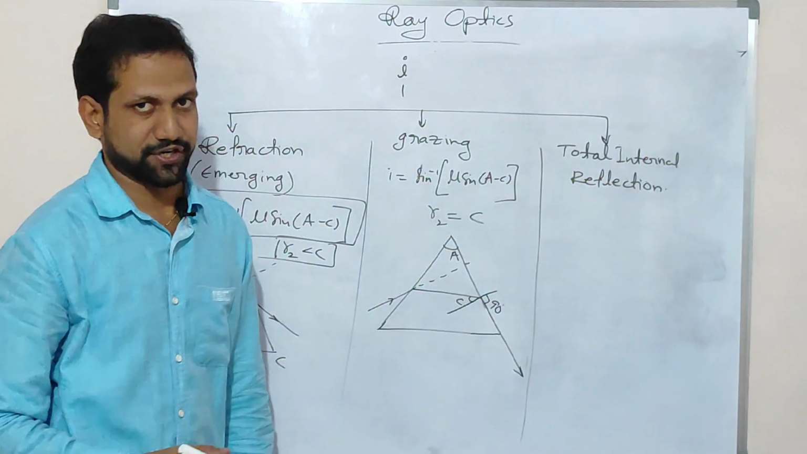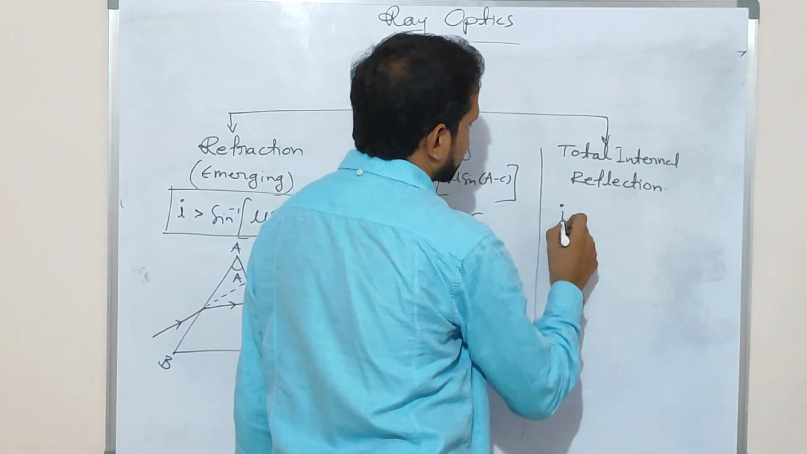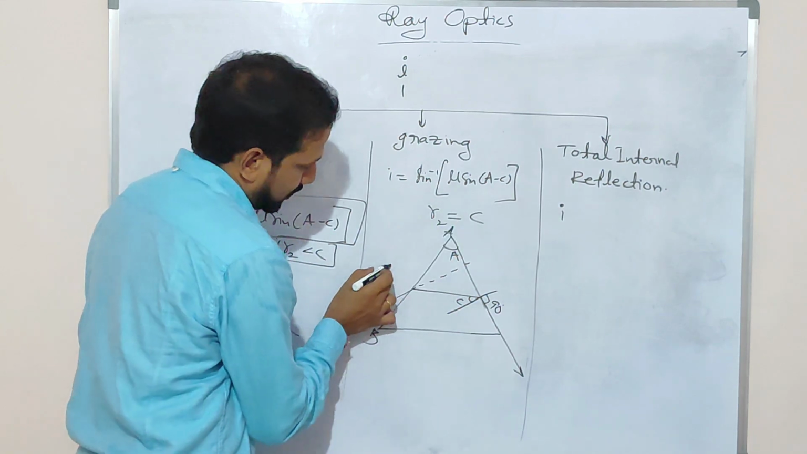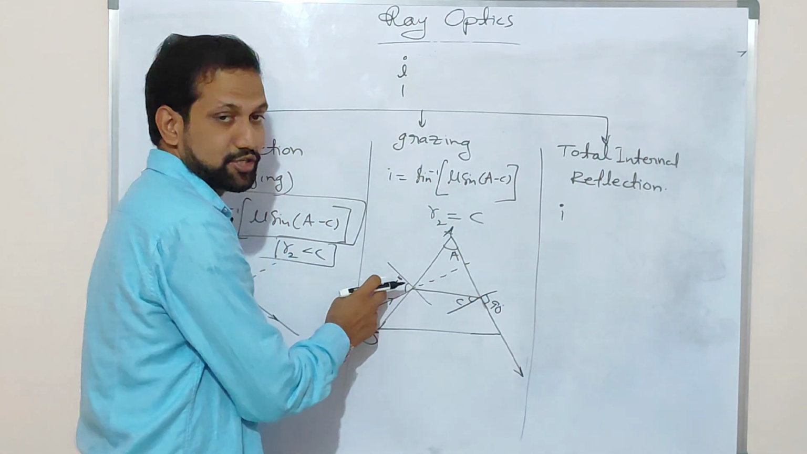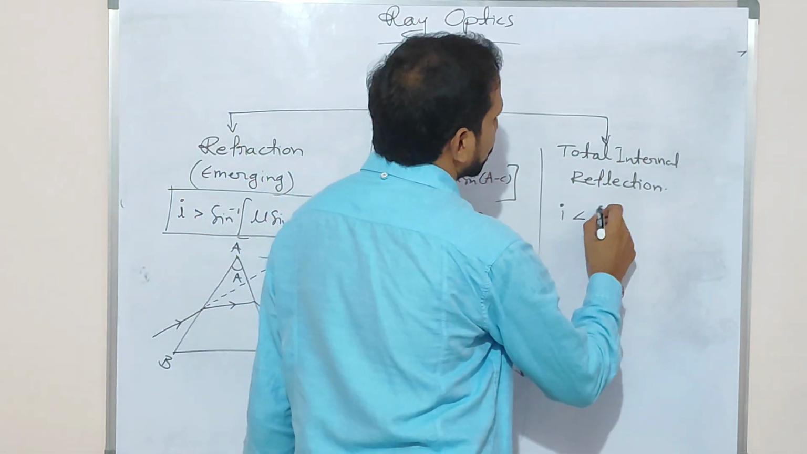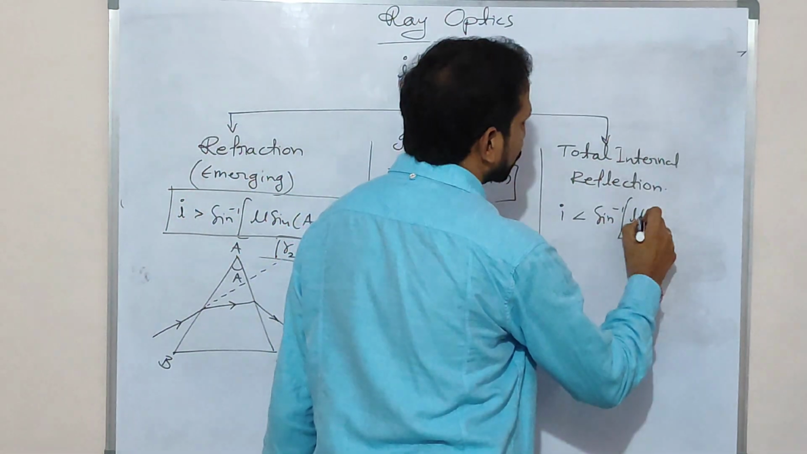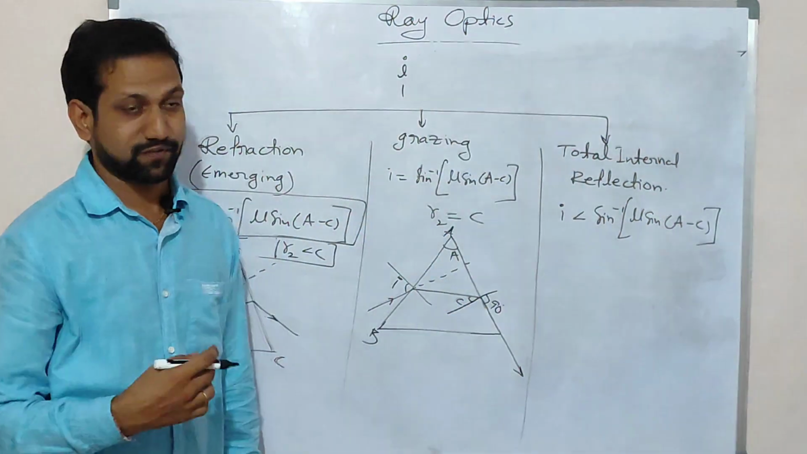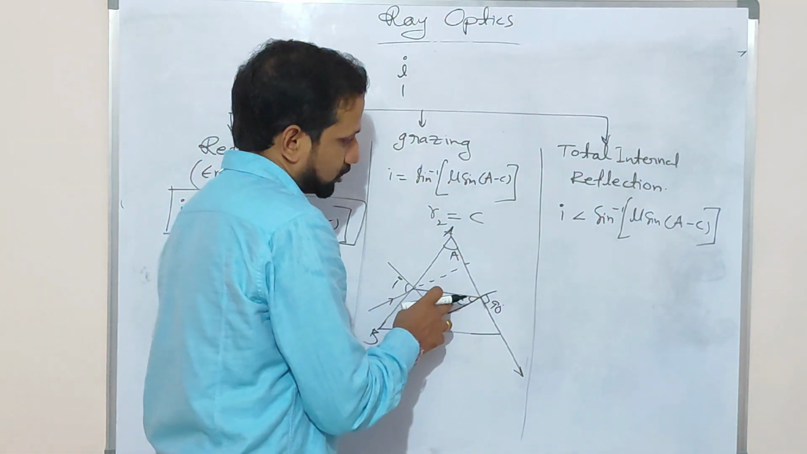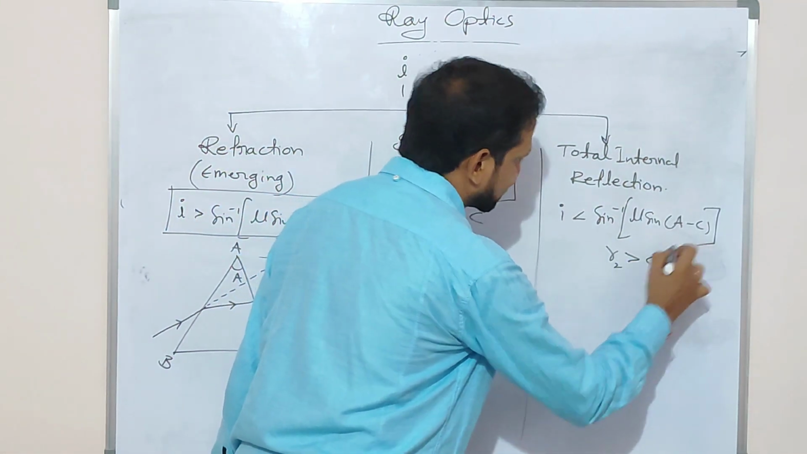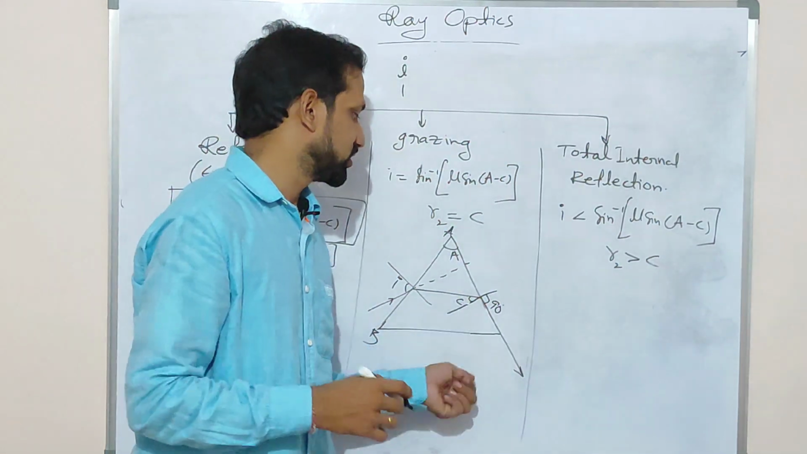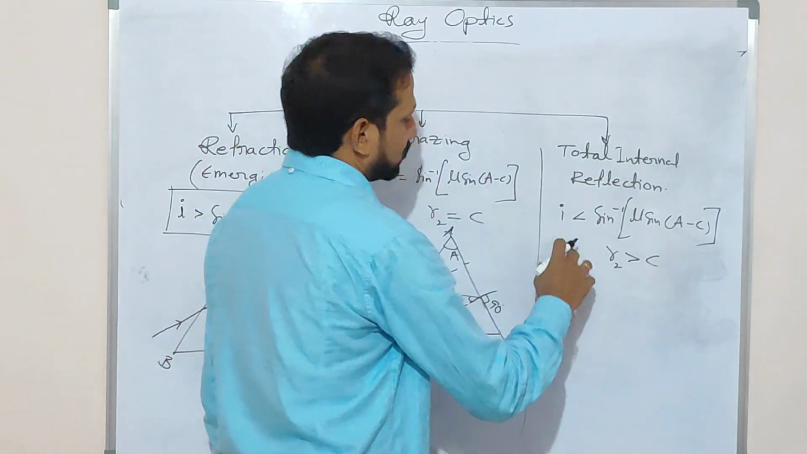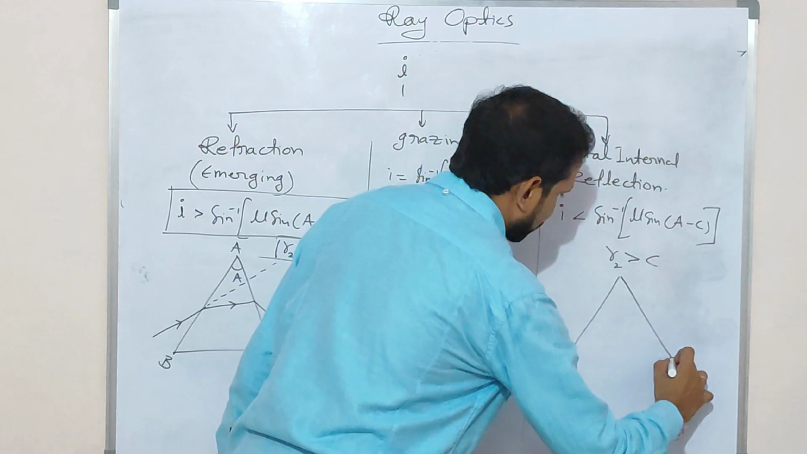Case 3, total internal reflection. For this the condition is on the angle of incidence at the AB surface. At AB, the angle of incidence I should be less than sine inverse of mu sin (A minus C). If it is less than sine inverse of mu sin (A minus C), the corresponding R2 will become greater than C. If R2 is greater than C here, then it will actually undergo total internal reflection, so it will go TIR. I can draw the diagram here.